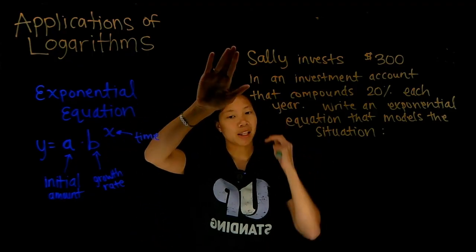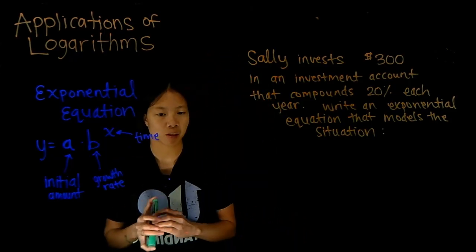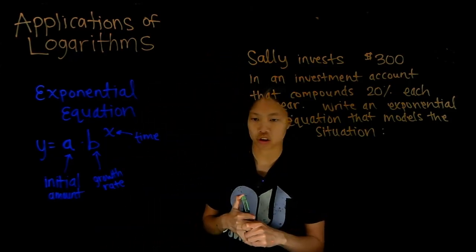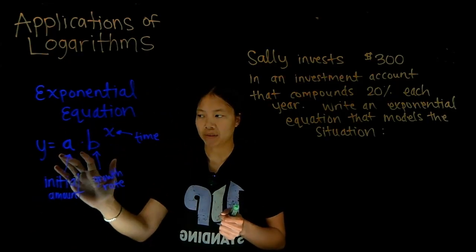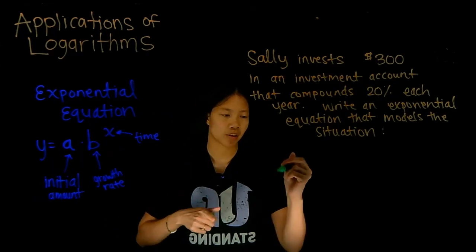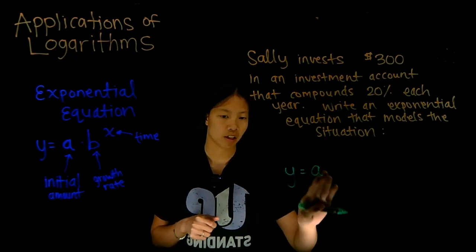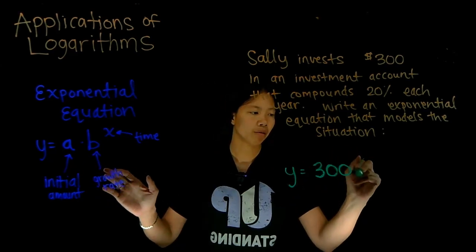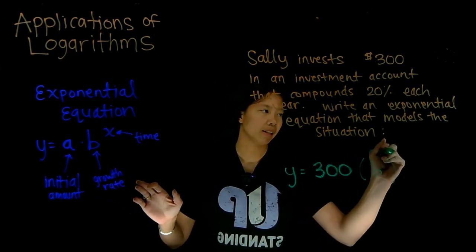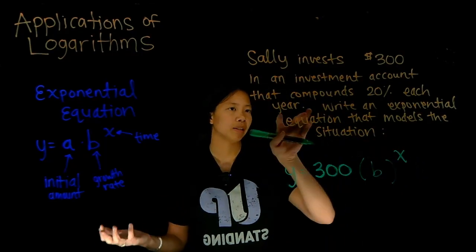So here we have Sally. She invests $300 into an investment account that compounds 20% each year. Write an exponential equation that models the situation. We know the basic form of an exponential equation: we have our a value, which is our starting amount. So for Sally, y equals our a value, which is 300, because that's how much she starts with. We don't know her growth rate yet, and then we raise that to x, which is just time. In this case, it'd be each year because it compounds each year.